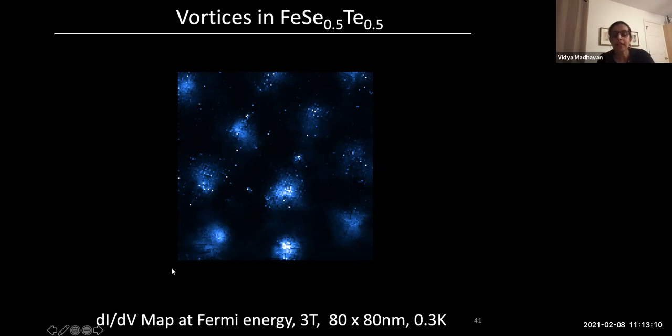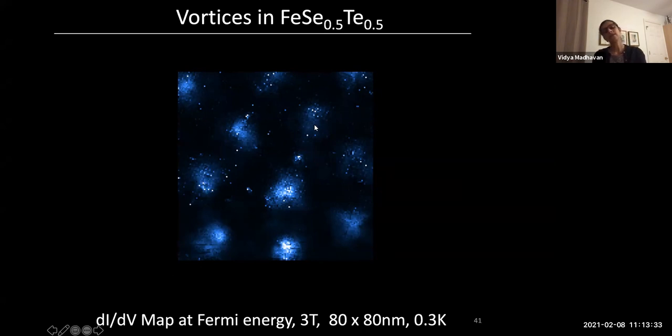And of course, you see vortices, right? Because each vortex has states inside the superconducting gap. And so here there is no vortex and it's dark because the density of states is 0. And here you have a sharp peak, and so there's finite density of states. So that shows up as a bright region.